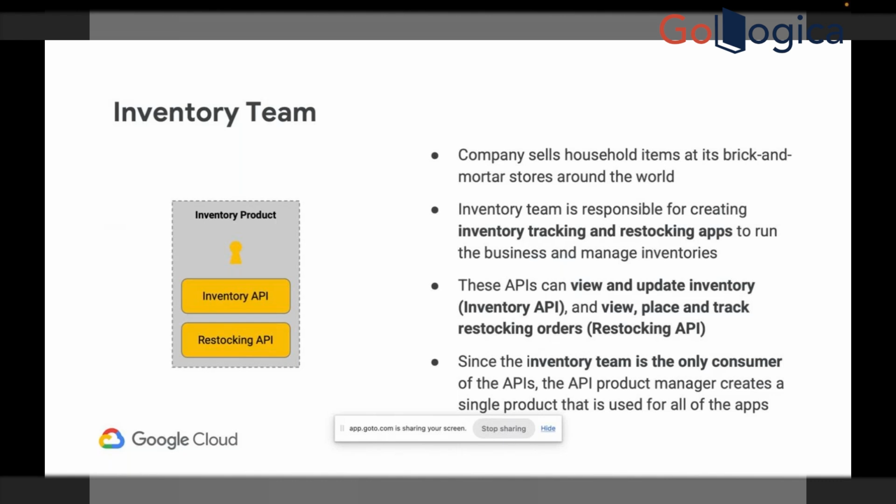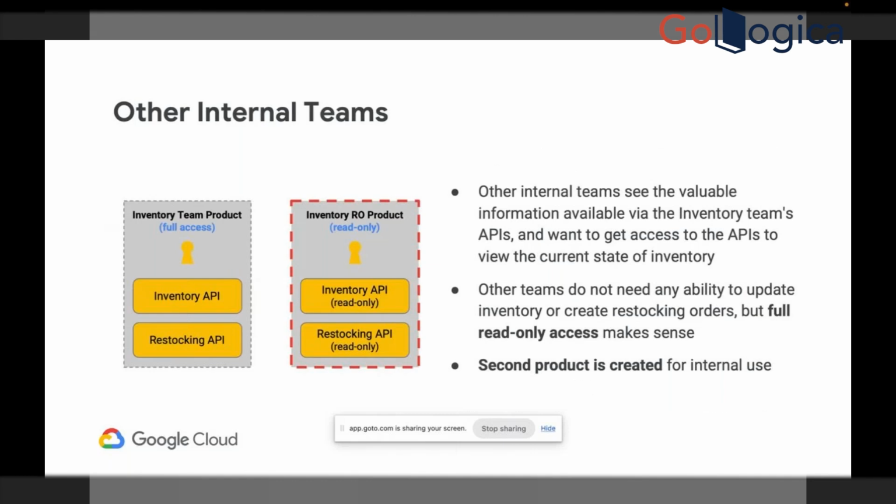Now over time, what happens is there are other internal teams from the same company but different teams, and they also want to call those inventory APIs. However, you cannot give them update access. You can only give them read only access, because they should not be allowed to update the systems, since they are different teams. Only inventory team members should be able to update.